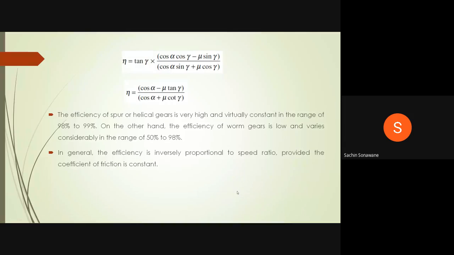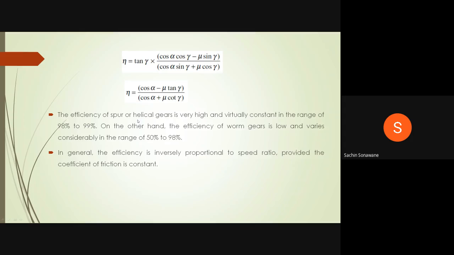Therefore, efficiency eta is equal to tan gamma into bracket cos alpha cos gamma minus mu sin gamma, divided by cos alpha sin gamma plus mu cos gamma. Efficiency is equal to cos alpha minus mu tan gamma divided by cos alpha plus mu cot gamma.